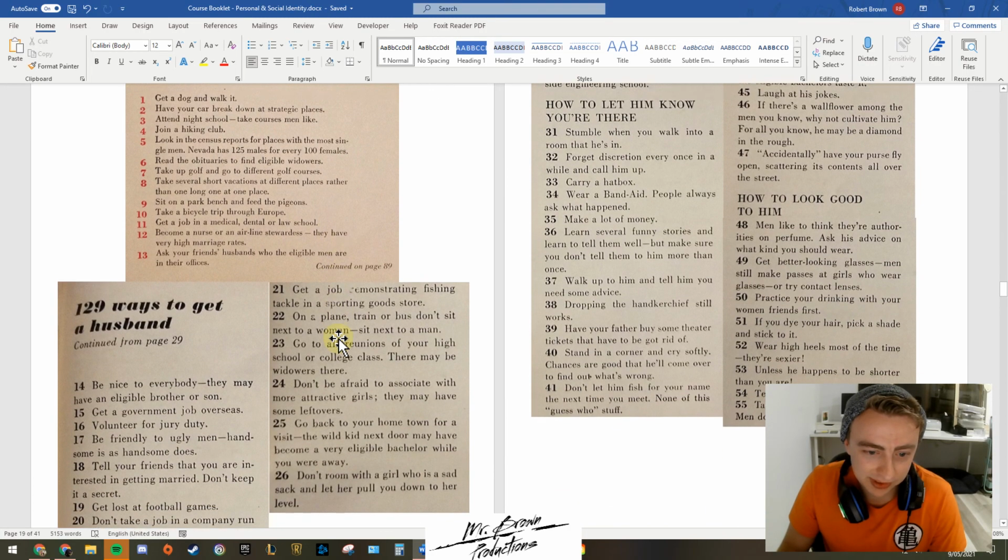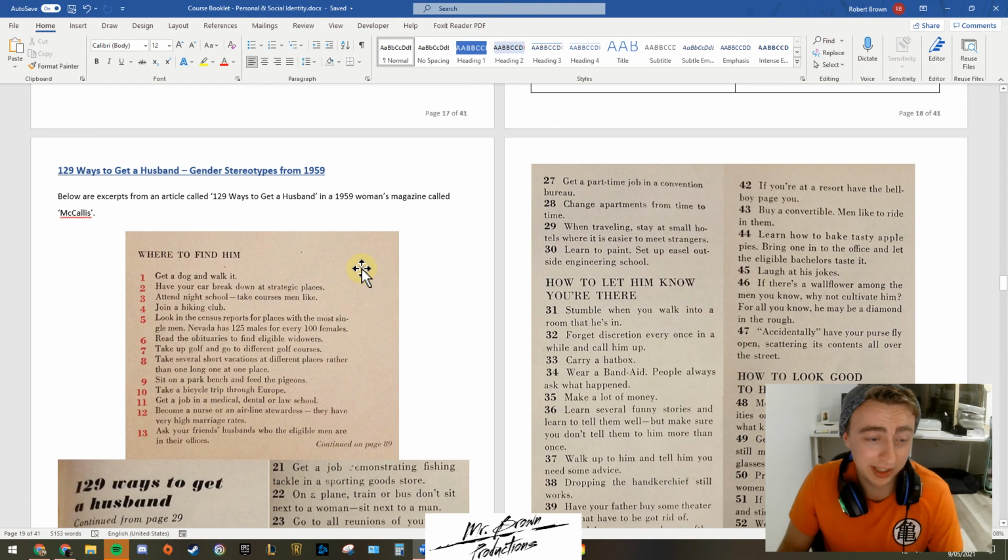So what they've done here is they've written 129 tips. So what they did, they sat down with a group of women, the publisher of this magazine, and asked them how to get a husband, and they had blokes on board as well to give them tips. I'm going to read out a few for you. I'm not going to read them all, but I want you to read them all because they're all quite funny.